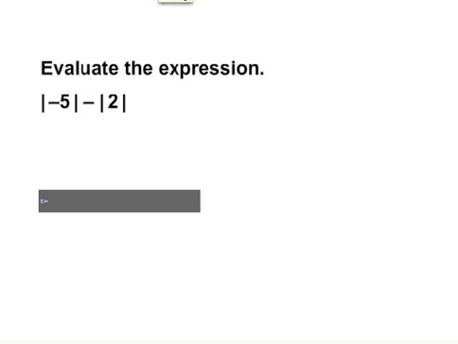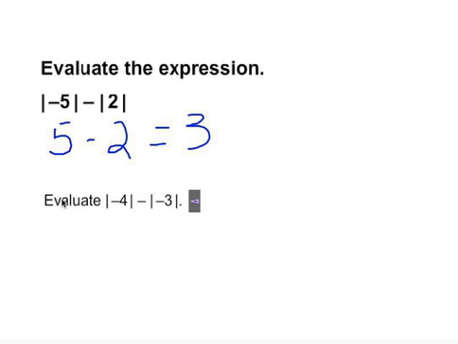Now with absolute values, you do evaluate them like parentheses. So whenever I see absolute values, I take the absolute values of whatever's within the absolute value bars before I calculate. So in this case, the absolute value of negative 5 is positive 5, and the absolute value of 2 is 2, so 5 minus 2 is 3. That would be my answer there. Now if I'm asked to do the absolute value of negative 4 minus the absolute value of negative 3, the same process holds. The absolute value of negative 4 is 4, minus the absolute value of negative 3 is positive 3, so my answer would be 1.